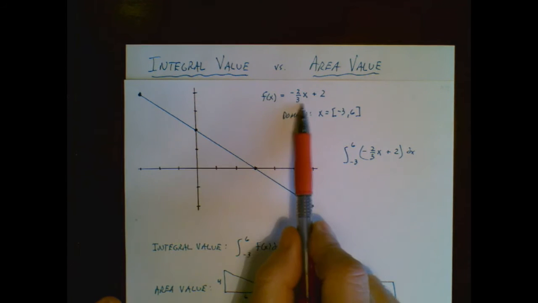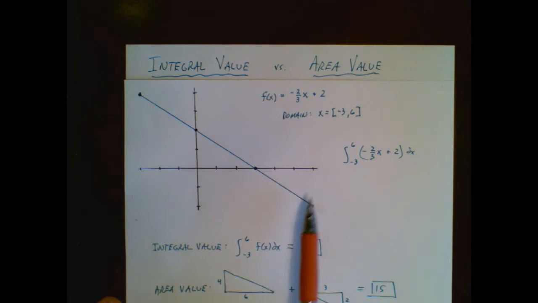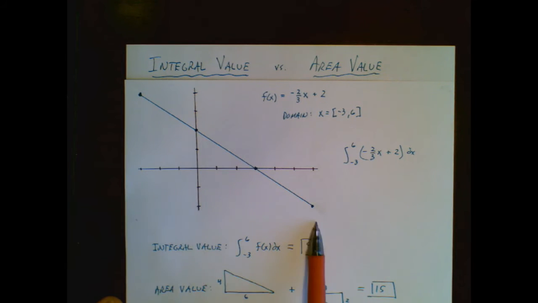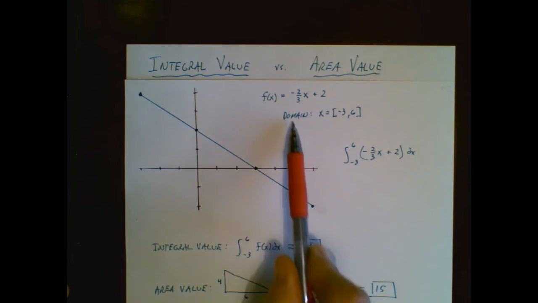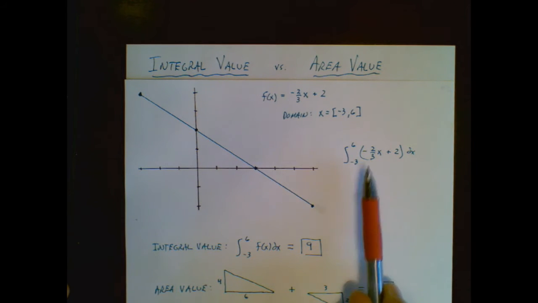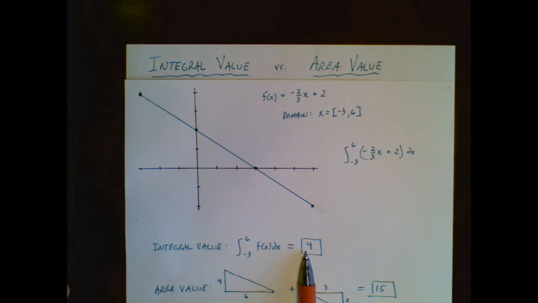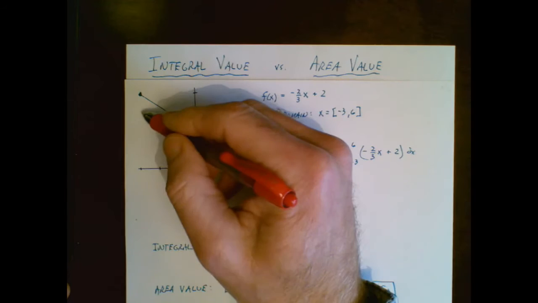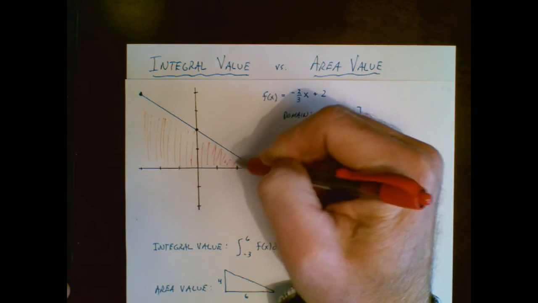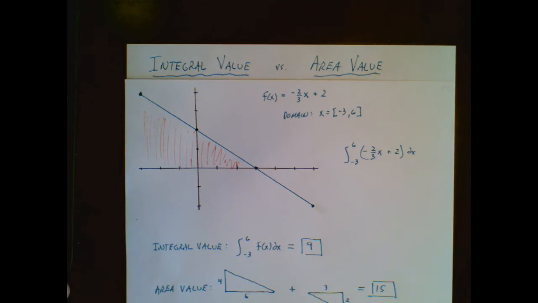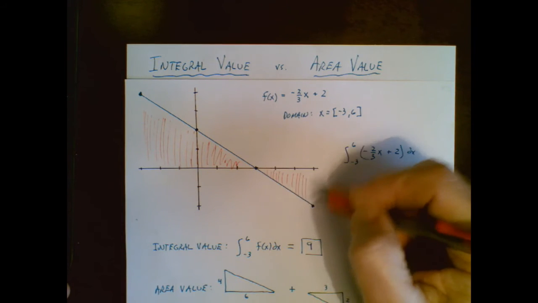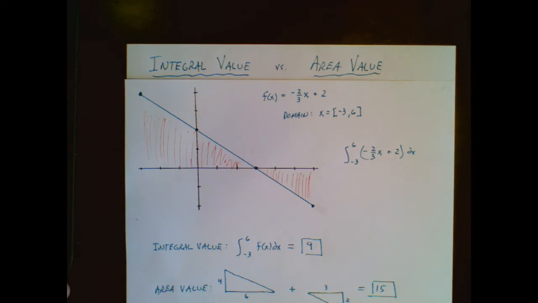So I have a very friendly function, negative 2/3 x plus 2, and we're going to go from an x equals negative 3 all the way over to an x equals 6. If I wanted to do the integral of this function, my answer would be 9. And what's really happening here is we're getting area trapped between the function and the x-axis there, and then as we cross over into negative territory, the area between the function and the x-axis is down there.